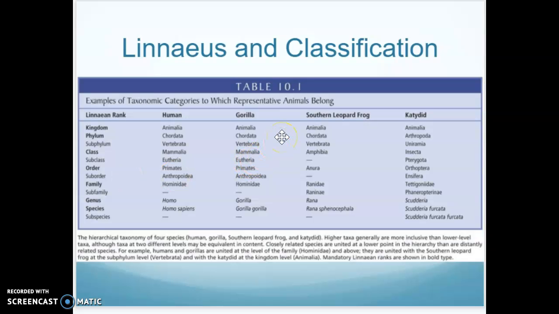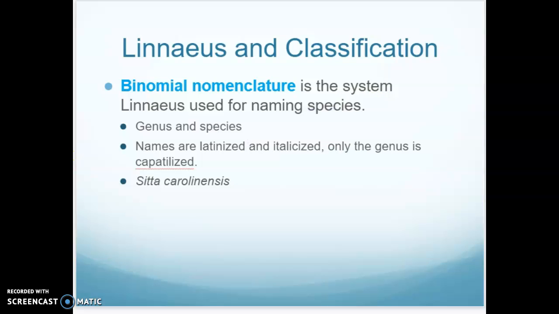This table is in your book. It shows you, again, those rankings: kingdom, phylum, class, order, family, genus, species. Sometimes there are subphylums, subclasses, suborders, etc. that belong to those, but we're just going to focus on the bolded or the main ones.